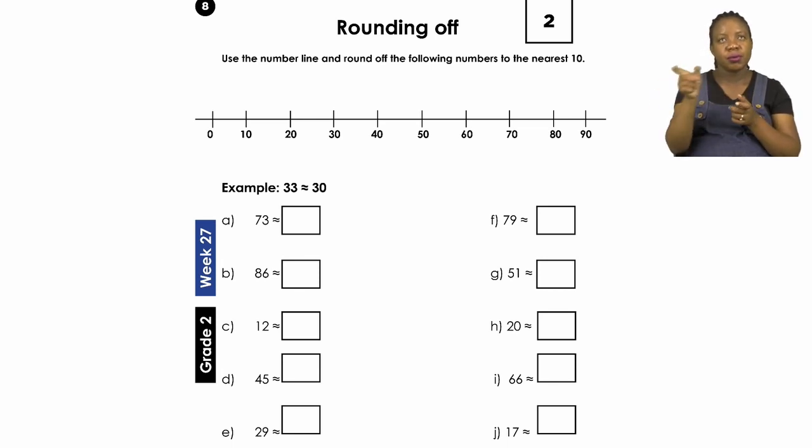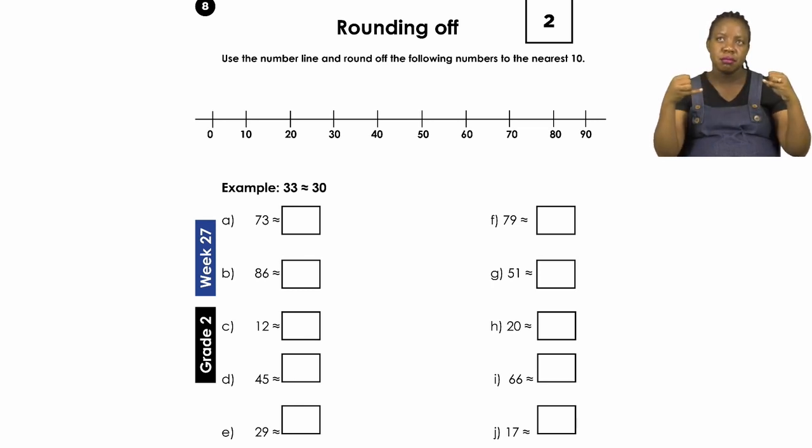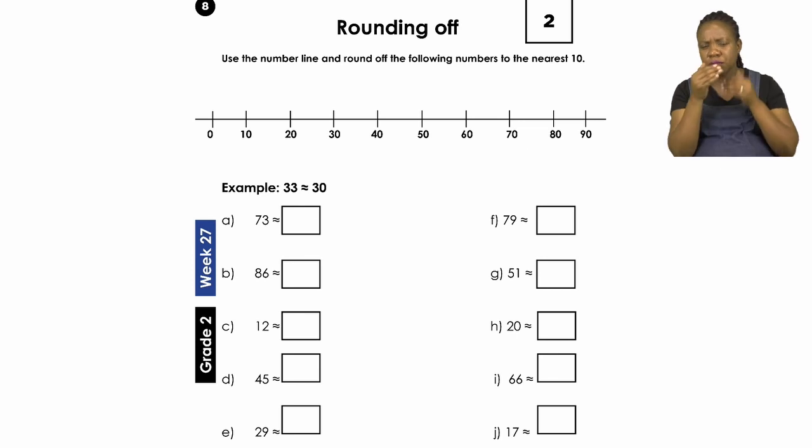Now I know this is very difficult for some of you, but don't worry, I have a special trick I can teach you. You're going to use the number line to round off the following numbers to the nearest 10. They've given you an example. 33 to the nearest 10 equals 30. We're going to do A and F together. So let's take a look at the board.